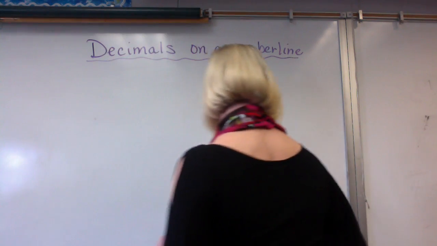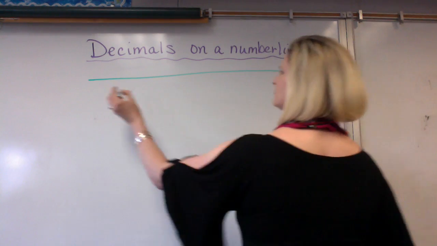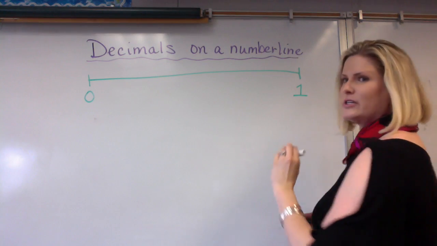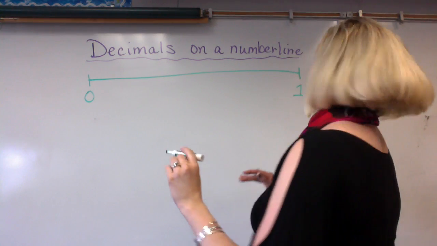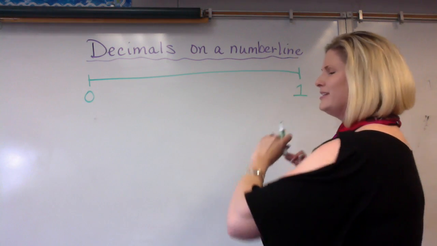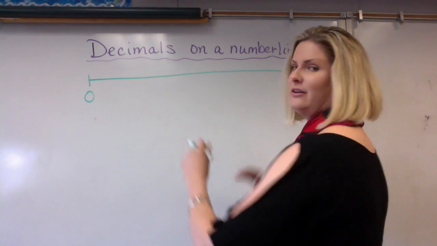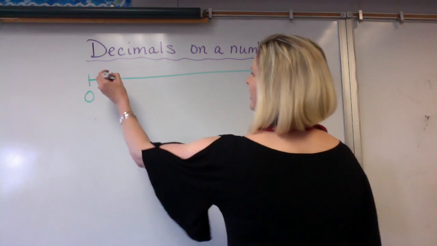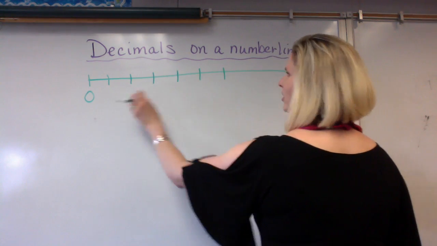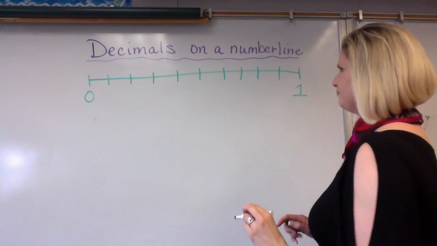All right, so we've got our number line. Let's put 0 here, and let's put 1. 1 is going to be our whole number. So in between 0 and 1, there are decimals, which are not quite a whole. They're in between whole numbers. All right, so our decimals, we're going to count our decimals in here to make up a whole. 1, 2, 3, 4, 5, 6, 7, 8, 9, 10.